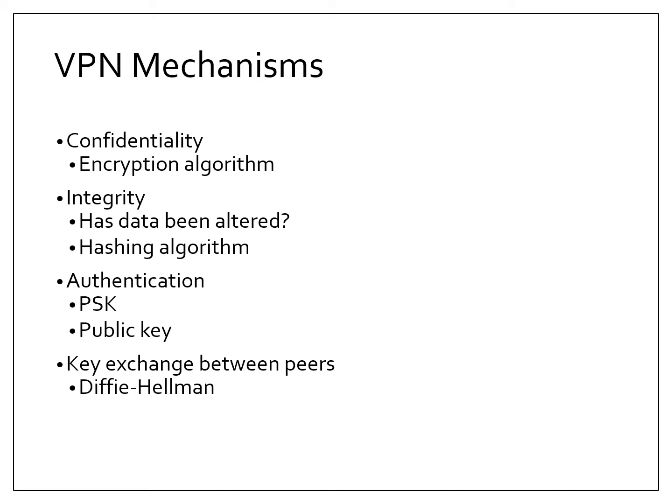And we also need to exchange keys securely between our peers. This is normally done using a method called Diffie-Hellman. And we use a Diffie-Hellman group number. The higher the group number, the better.